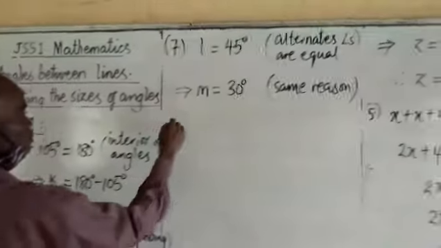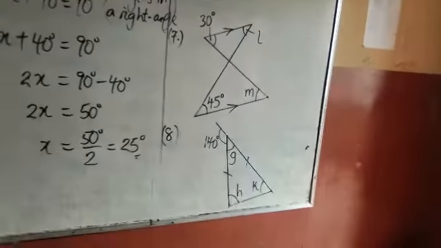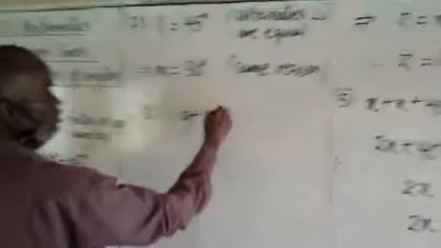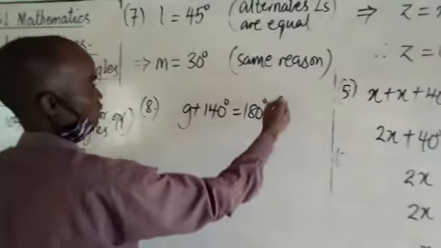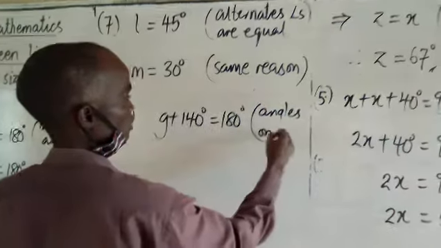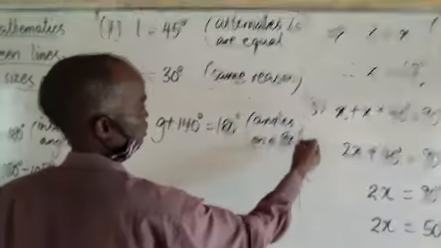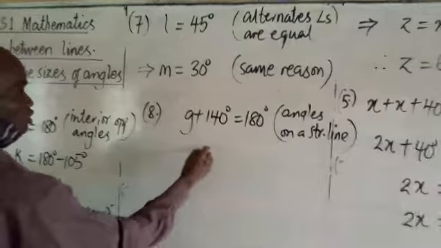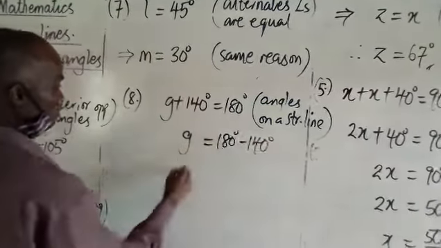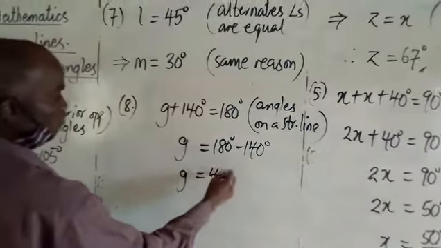Okay? Now example 8, very quickly. Example 8. We can calculate angle G first. G plus 140 degrees is 180 degrees. Sum of angles on a straight line. Okay? G will be 180 degrees minus 140 degrees. G is equal to 40 degrees.